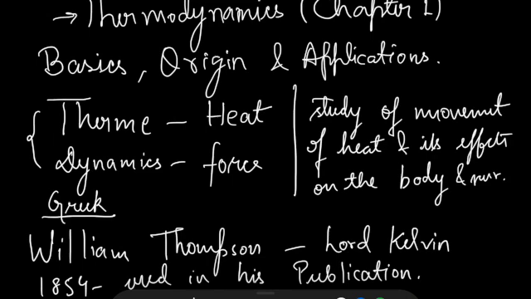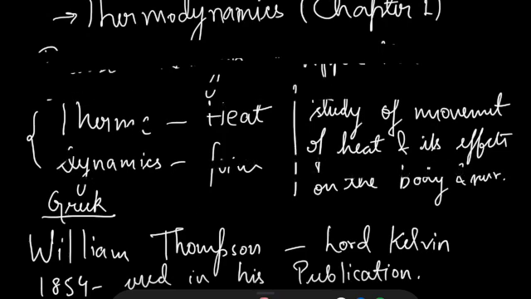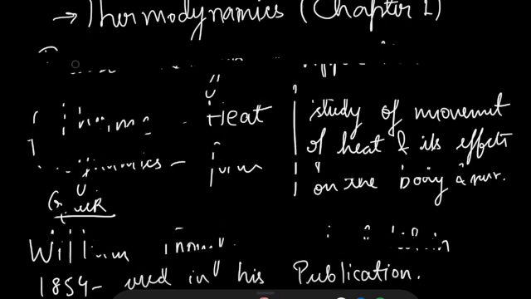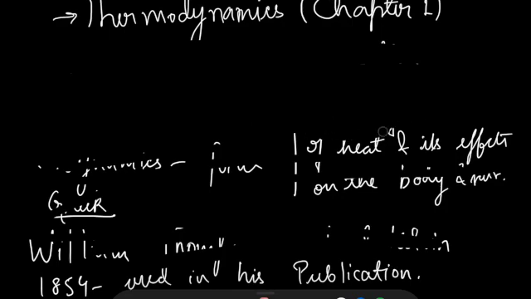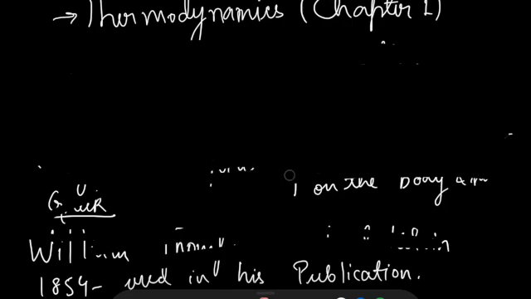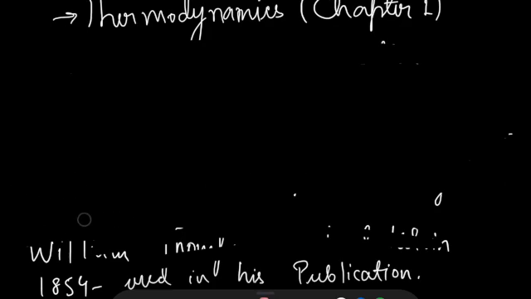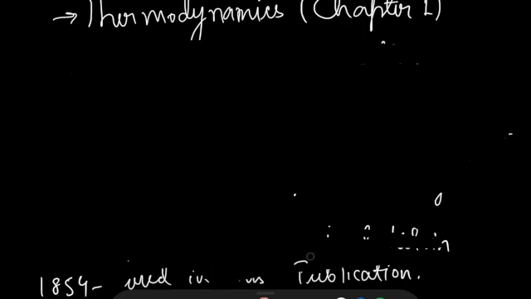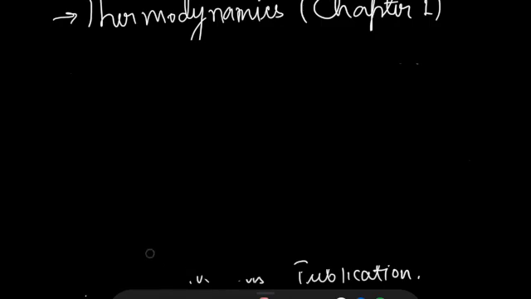Now, how thermodynamics came into existence is that during the Industrial Revolution, people were trying to improve the efficiency of steam engines. And while they were doing so, they found that a certain science is required to do so. It is related to studying the movement of heat, or how heat is affecting the outcome or the force. And that's how thermodynamics was born.